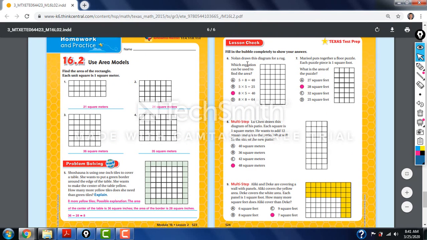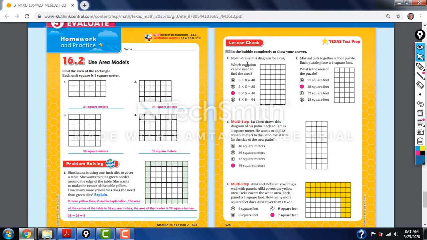Let's look at the next one. Nolan draws the diagram for a rug, which equation can be used to find the area. Again, so you have your length and your width, and if you look at your possible choices, you will only have these two to play with, but because the area is the same here, the 40, but this is not even close because that equation is not true. Here's another one. Again, what is the area? So you multiply length times width, gives you 28.